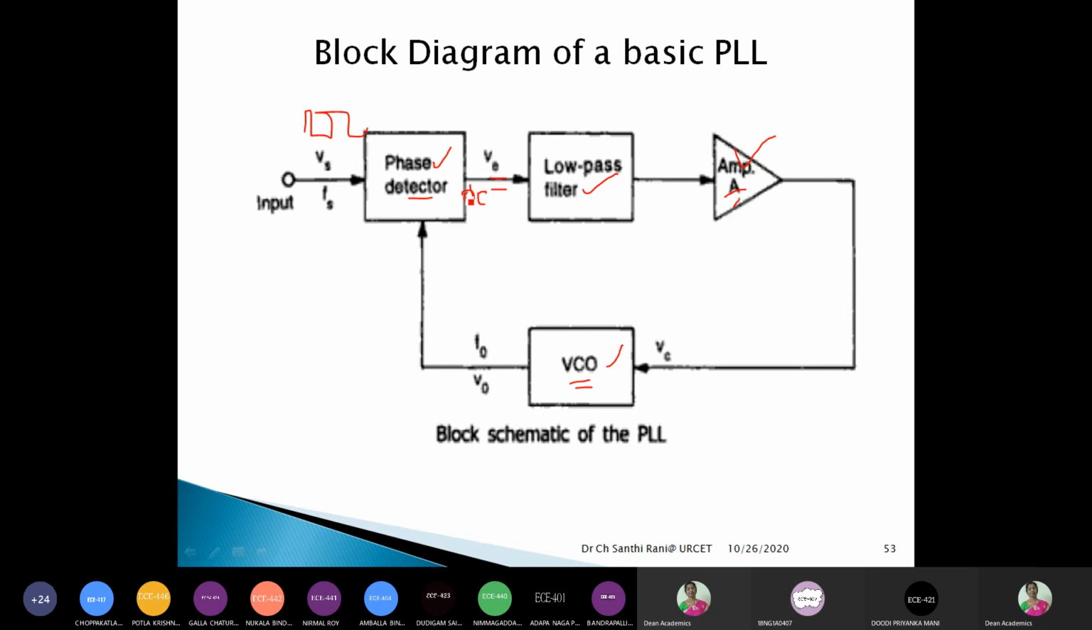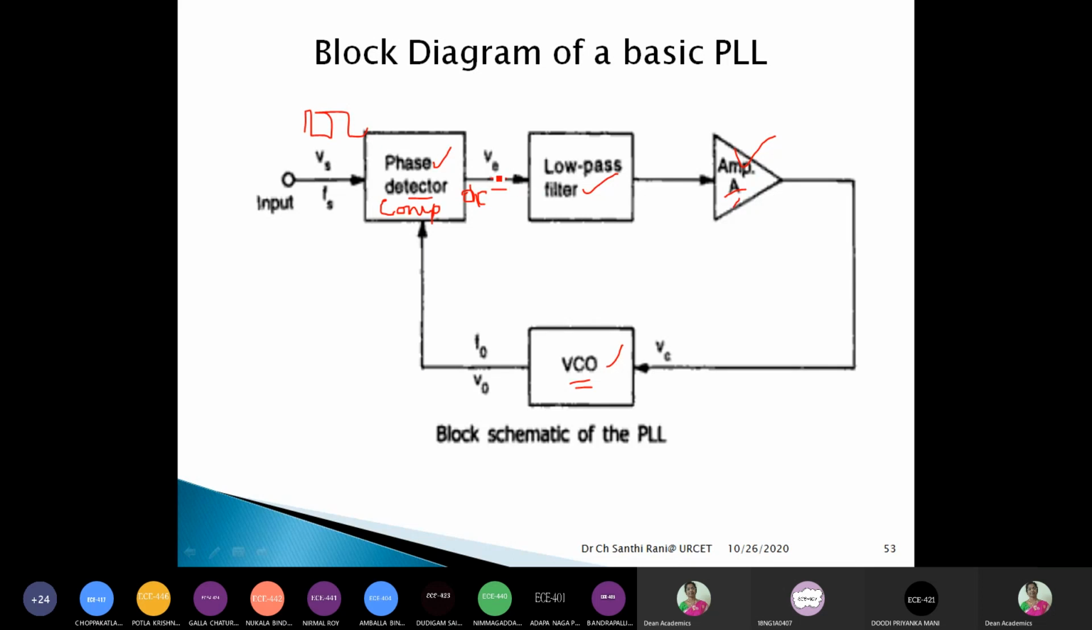So the phase detector, the other name for this phase detector is comparator. This comparator will compare the input frequency with the output of the voltage controlled oscillator, the output frequency, and it will give the difference signal. This difference signal, we name it as error voltage.